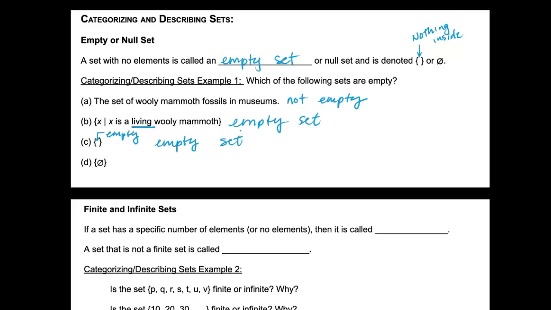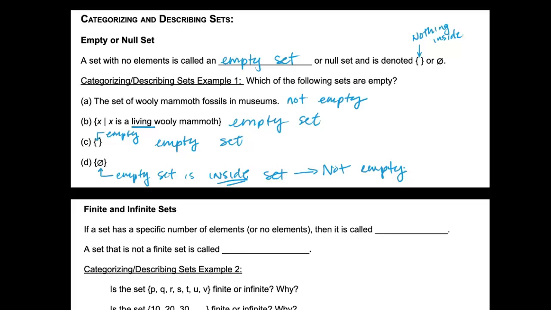Now this last one is the trickiest of all, because you might look at this and say, oh, I see this empty set symbol, I think this is an empty set. This one is actually not an empty set, because you see these curly brackets. It has the empty set inside. So the empty set is inside another set, and it's technically considered not empty.